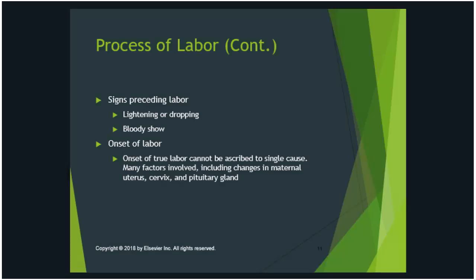Signs preceding labor could be lightning or dropping, and bloody show. When you see a bloody show, you'll see mucus and blood on the pad that's sitting under the mother, and you know that the baby is coming. The onset of true labor cannot be ascribed to a single cause. Many factors are involved, including changes in the maternal uterus, cervix, and pituitary gland.